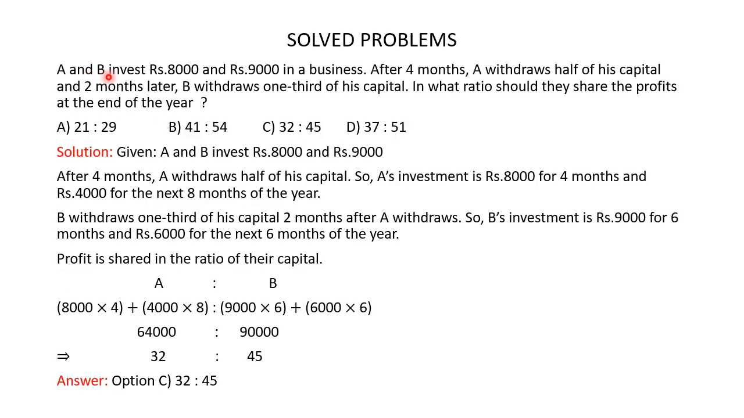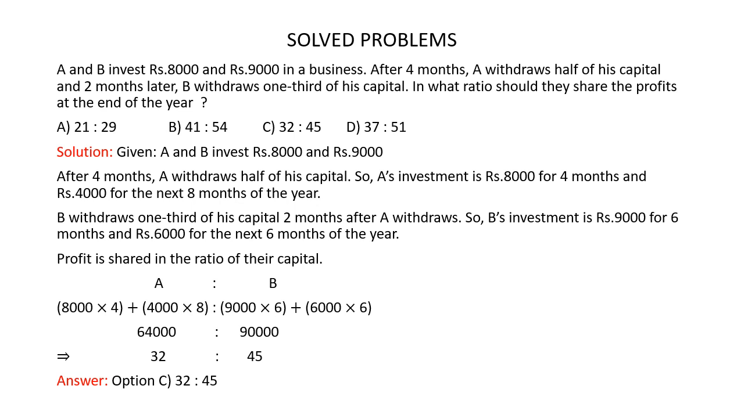A and B invest rupees 8,000 and rupees 9,000 in a business. After 4 months, A withdraws half of his capital and 2 months later, B withdraws 1/3 of his capital. In what ratio should they share the profits at the end of the year? You are given 4 options and you have to find out which of these options is the correct one.